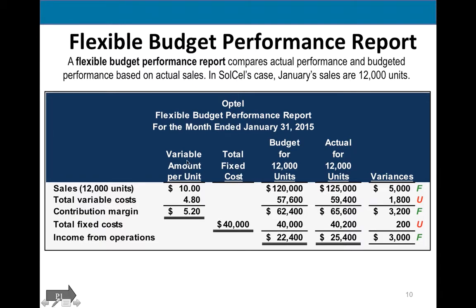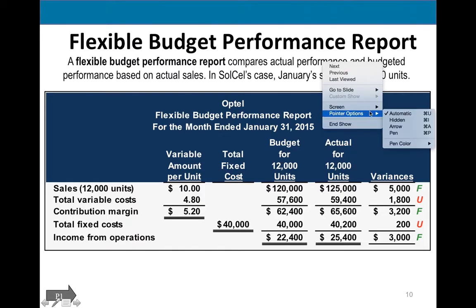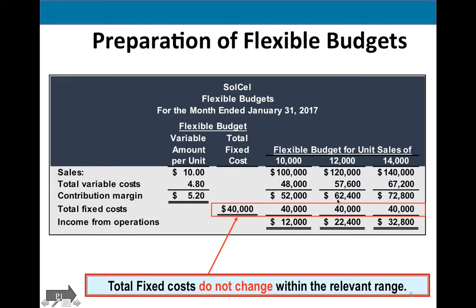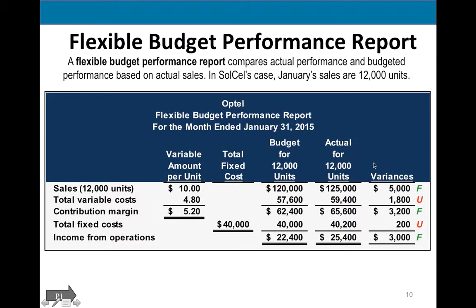And this is the flexible budget performance report. This one is prepared after the fact, right? So right here, this is at the end of the month when we already have actual results. And when we look at our actual results, we see that we actually produced 12,000 units. So we just look at the column that was for 12,000 units. We don't need to look at the 10,000 or 14,000 level of activity. So we're focusing on 12,000.